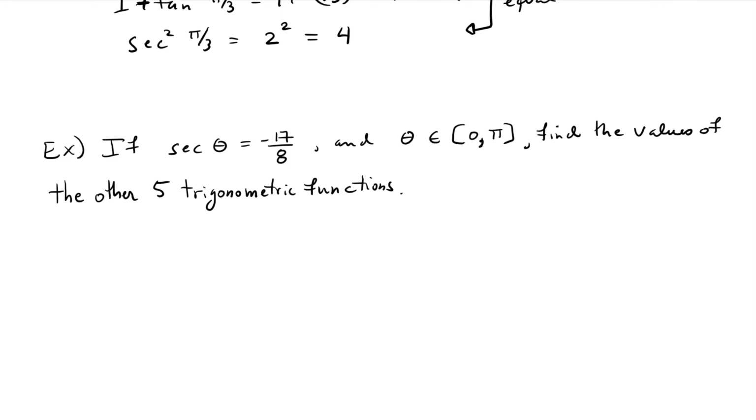So we're going to do this example that's taken from the book, and we're given this value of secant, which is minus 17 over 8, and we're told that theta is between 0 and pi, so between 0 and 180 degrees. So that means what? That means we're here, right? So we're either in the first or second quadrant. Find the values of the other 5 trig functions.